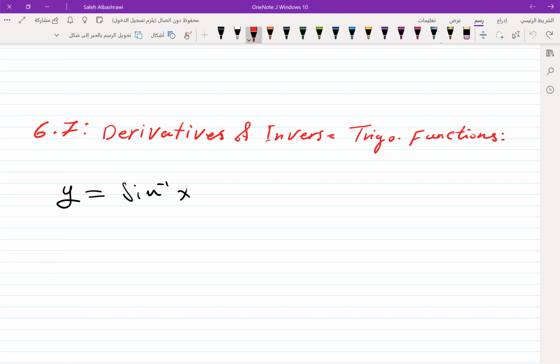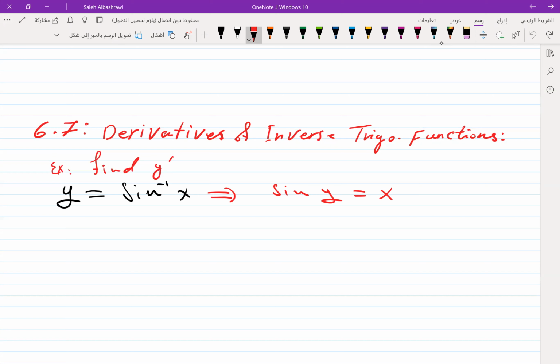Let's say, find y prime of the given function y equal to sine inverse x. You know that the inverse trigonometric function is just a function to find the angle. So in this example, y will represent the angle of the trigonometric function. In other words, y equal to sine inverse x can be written as sine of y equal to x.